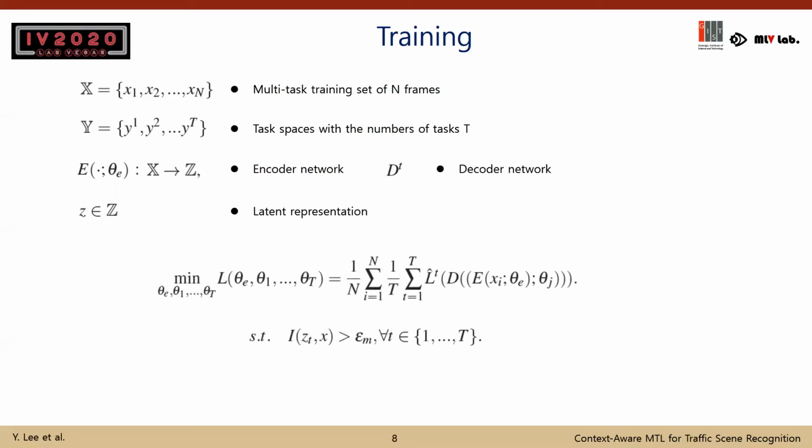Then, however, it often reveals that the performance of MTL is not better than single task running on the multitask dataset. To create the context-aware latent representation, we adopt an information theoretically constraint using mutual information. It encourages our encoder to extract context-aware features from the input image. Hence, the resulting latent representations of the encoder would contain abundant information of the input while preserving task-specific information.